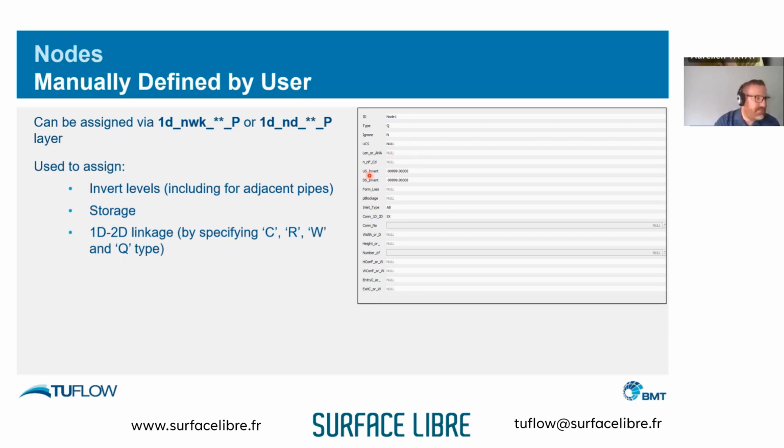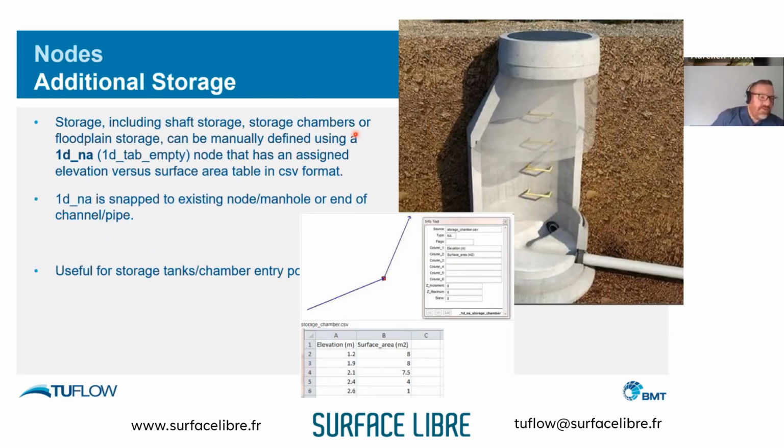We can also specify a 1D, 2D linkage. So we can specify a type here, and we could set either C, R, W, or Q, and that would allow us to have 1D, 2D linkage at the node as well as a pit. As I said, quite simple storage can be assigned using those 1D network and 1D node points.